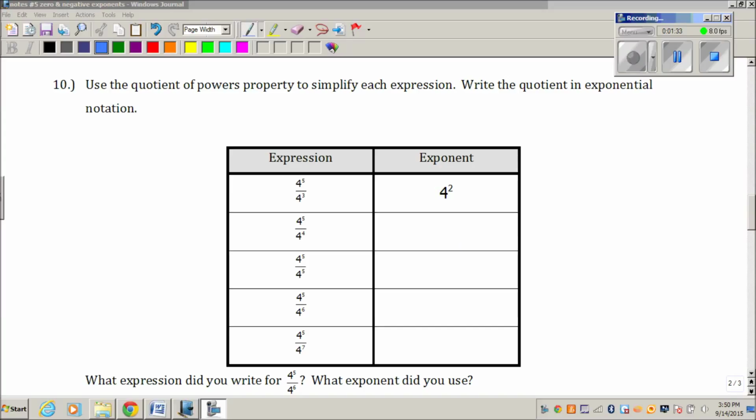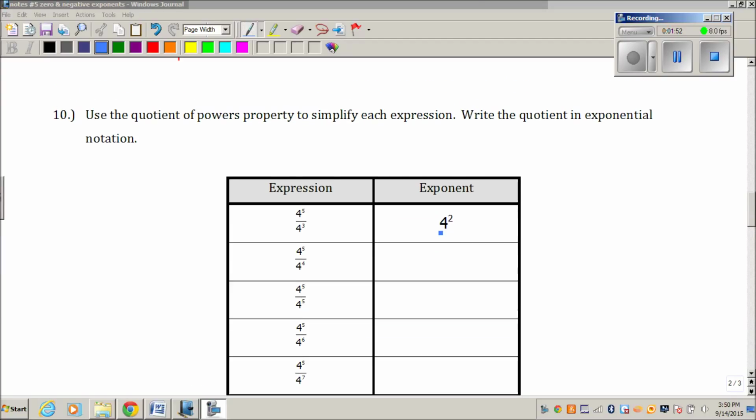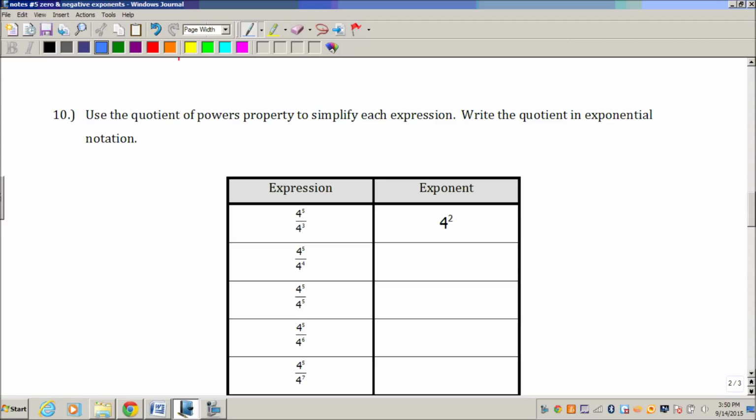Now let's take a look at question number 10. Use the quotient of powers property to simplify each expression. Write the quotient in exponential notation. So we're going to do it just like we did at the beginning of the notes. So the next one, 4 to the 5th divided by 4 to the 4th, is just 4 to the 1st power. 4 to the 5th divided by 4 to the 5th is 4 to the 0 power.